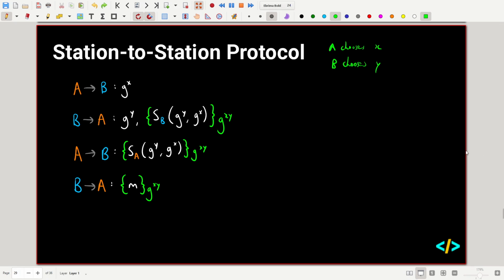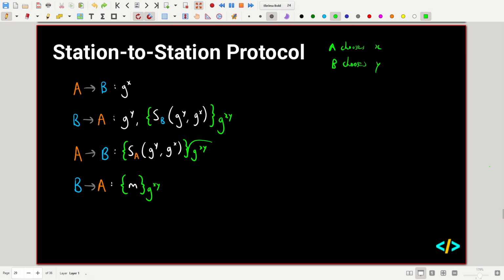Cool, yeah. So that S_B notation just means that the message has been signed by B. So B takes his value, A takes their value, and B is just signing that. So that essentially proves that B knows the two values that they're going to be deriving the keys from.